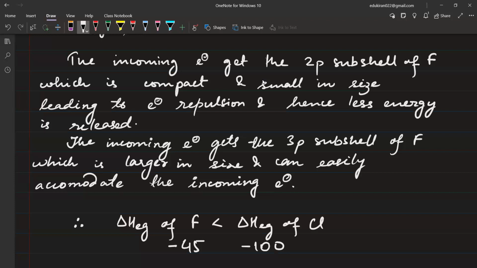So when you write it like this, it is obviously going to be wrong mathematically. We cannot say minus 100 is greater than minus 45. Obviously, minus 45 is greater. But in chemistry, the negative sign has a meaning. It does not mean negative on the number line. Negative sign means energy is released. So that is why we are just considering the numbers when we write these inequalities.